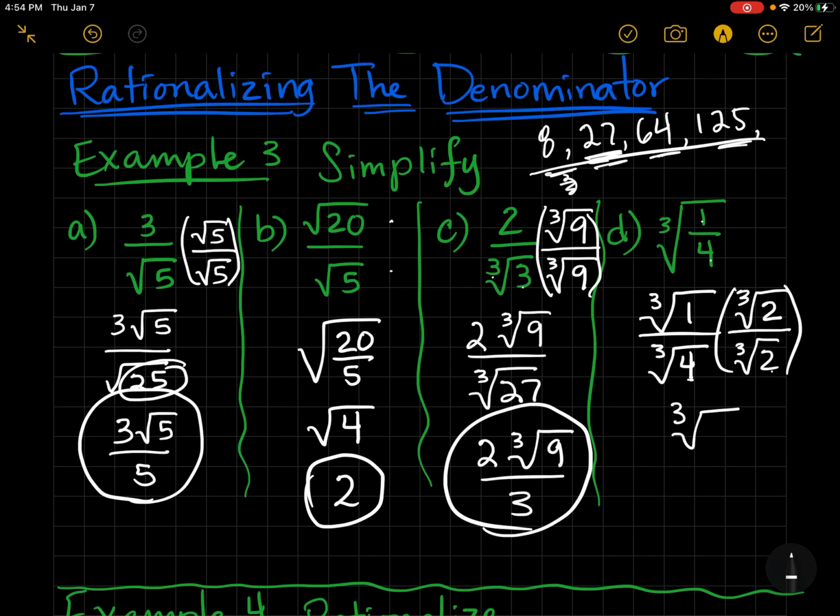So in the numerator, 1 times 2 is 2. And in the denominator, I have the cube root of 8, which is 2. Final answer.